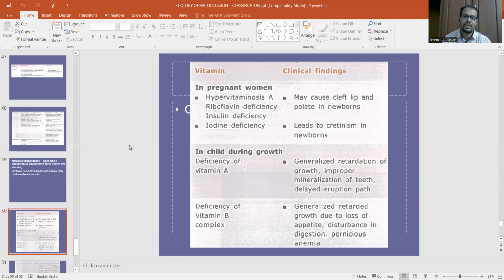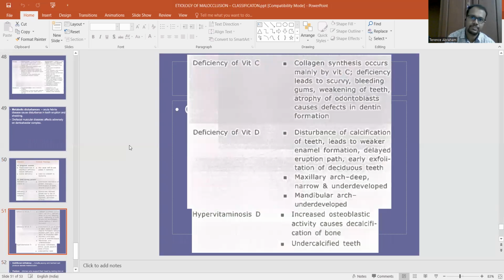In pregnant women, if there is increased vitamin A, hypervitaminosis A, or insulin deficiency, iodine deficiency, riboflavin deficiency, all these can cause malocclusions. In a child, a deficiency of vitamin A or vitamin B can affect the growth of the child. Vitamin C deficiency, vitamin D deficiency, increased vitamin D. So vitamin D deficiency leads to disturbance in calcification of the tooth, enamel formation, delayed eruption of the tooth, early exfoliation of the deciduous tooth, and affects growth of the maxillary and mandibular arch.